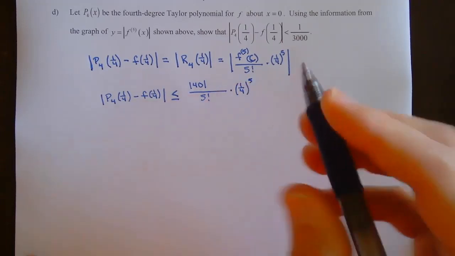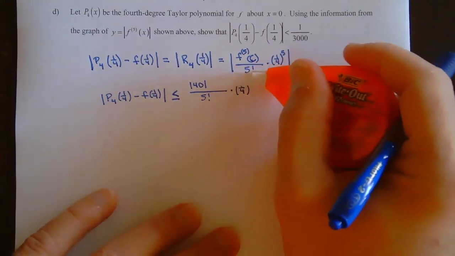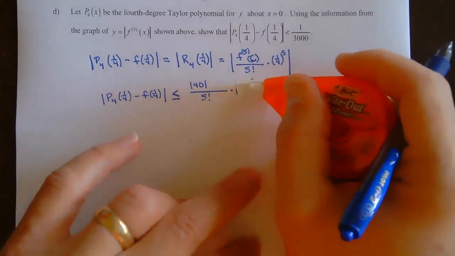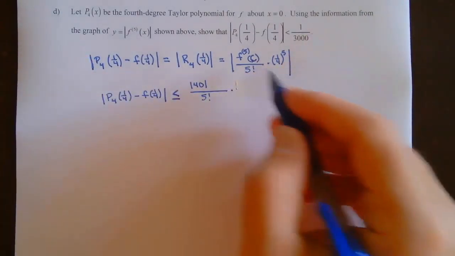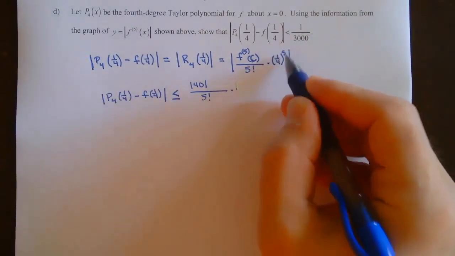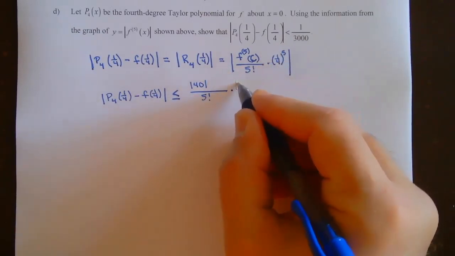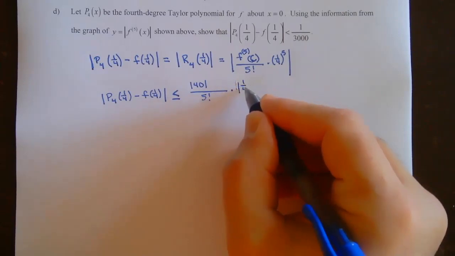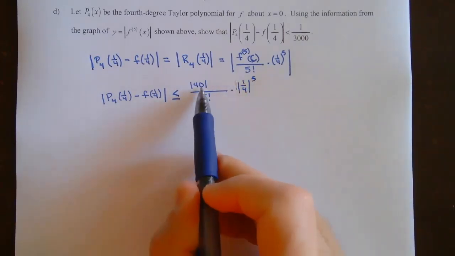And you know what? I should have put absolute value around that. Let me fix that. This shouldn't be a parenthesis, so it should be absolute value, because I'm taking the absolute value of each thing. We can take the absolute value of each thing. The absolute value of 1/4 to the fifth, I could just take the absolute value of 1/4. It would be the same number. So absolute value of 1/4 raised to the fifth. So this would be 40.